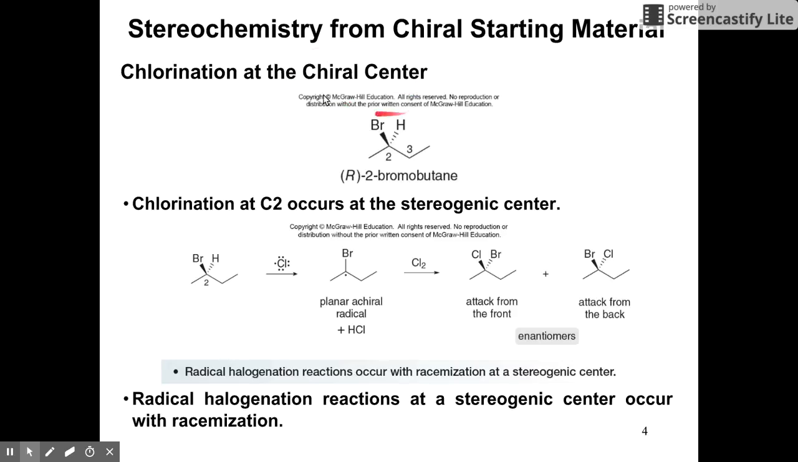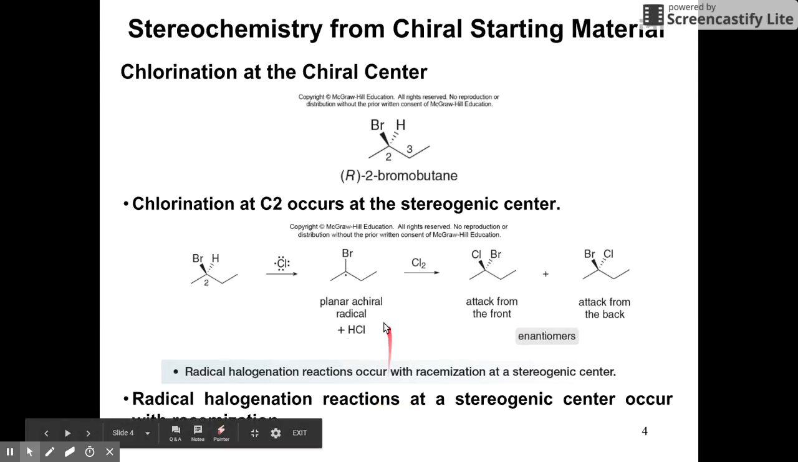One being a chiral center. And if you have a chiral center like this in R-2-bromobutane, and we have a reaction, we're going to create racemization. Again, planar achiral radical is the key, because we've now lost the stereochemical relationship, and you can get equal attack. And so you're going to have racemization take place if things are taking place at the chiral center.